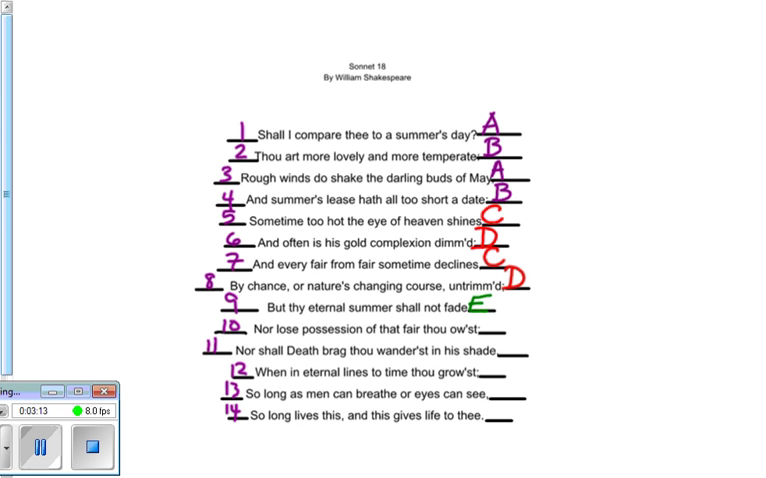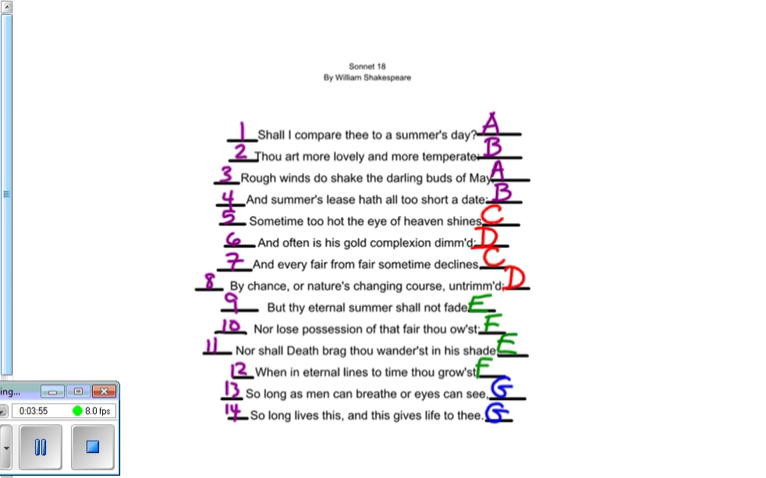So again, following in the same vein, fade does not rhyme with any of the words in lines 1 through 8, so we're going to start with the letter E. Lost doesn't rhyme with fade, so we're going to give that the letter F. Shade and fade rhyme, so we're going to give that the letter E. And growest and lost rhyme, so we are going to give that a letter F. And the last two lines of the sonnet rhyme with each other, and the next letter of the alphabet is G. So we're going to give those last two rhyming lines the letters GG.